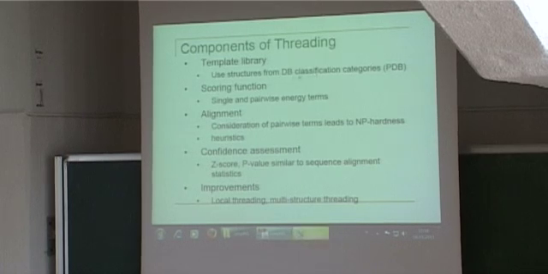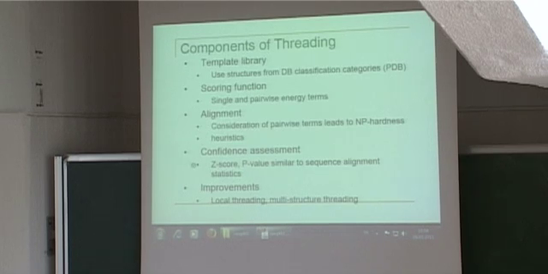So here are the components of threading. We need a template library. We can use structures from a database, with classification categories. Then a scoring function. We are going to have single and pairwise energy terms. I'm going to talk about this. And we need an alignment algorithm that considers this scoring function to place a sequence on top of a structure.